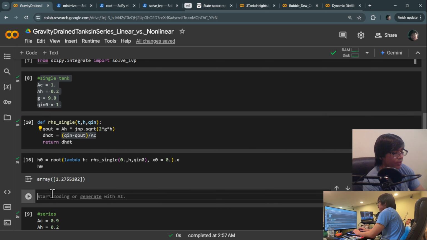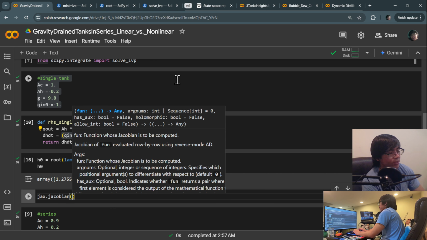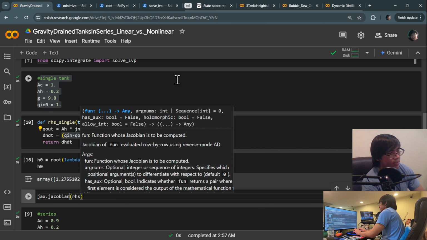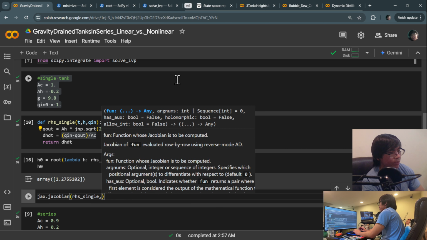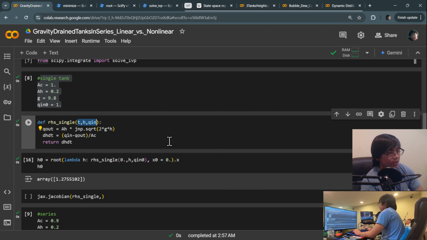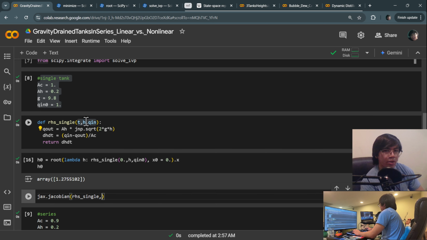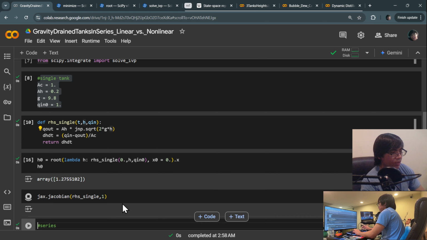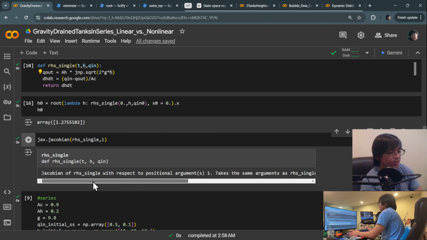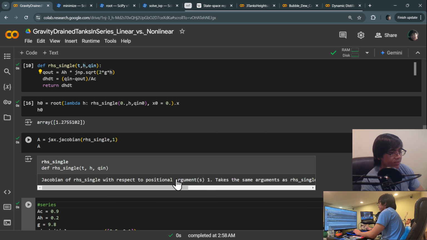So let's start doing that. Jax.Jacobian is one line of code, and we say we want the function that we're taking the Jacobian of, so the right-hand side, and we also provide which variable in the parameters we're trying to take the partial derivative of. Remember, indexing in Python starts at 0, so it goes 0, 1, 2. We want height for our matrix A, so we'll do 1, and that'll give us a Jacobian. So that's our A matrix. But notice that we don't actually have a value. It's just saying, you have a function now that you can call and evaluate.